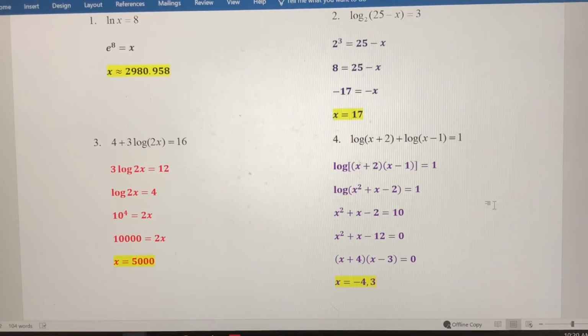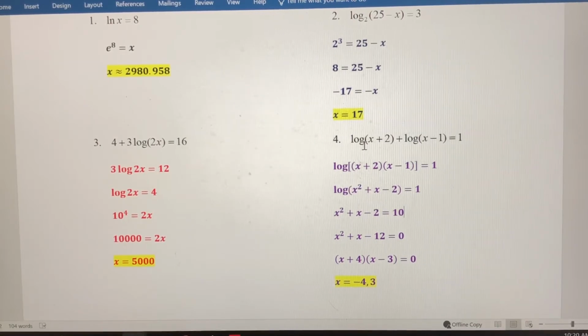Now, when we were solving radical equations, one of the things we had to do was check for what we called extraneous solutions, and that can happen here as well. So you need to check your work, plug in negative 4, and what happens here is you get the log of negative 2, okay?